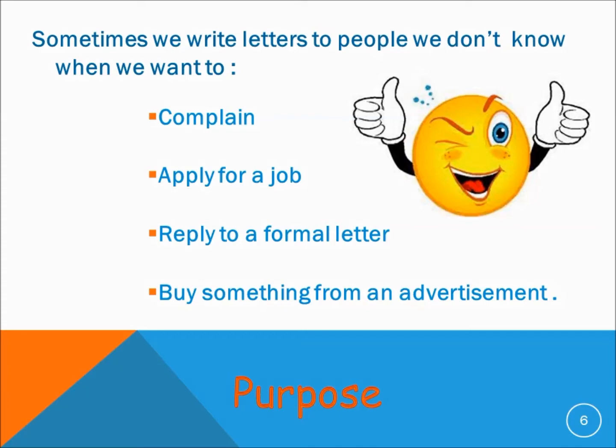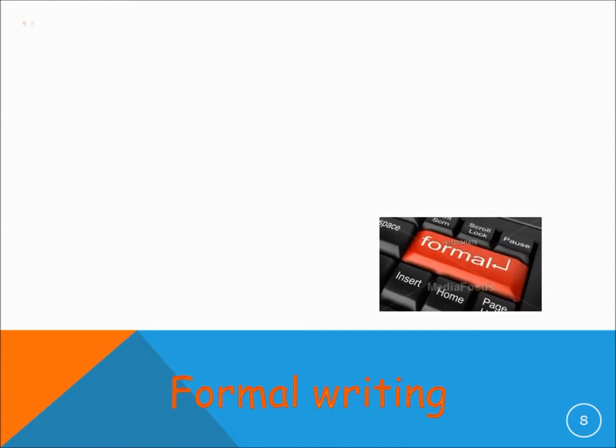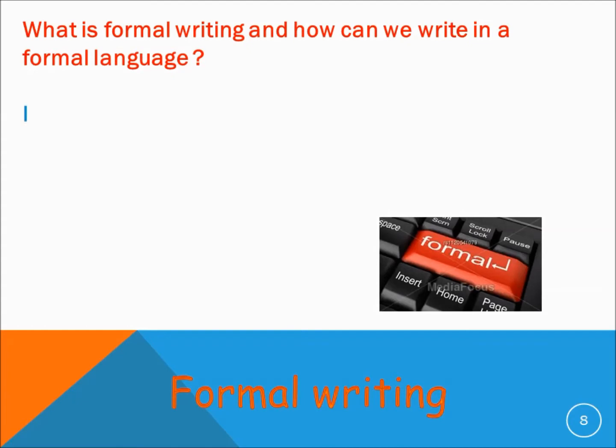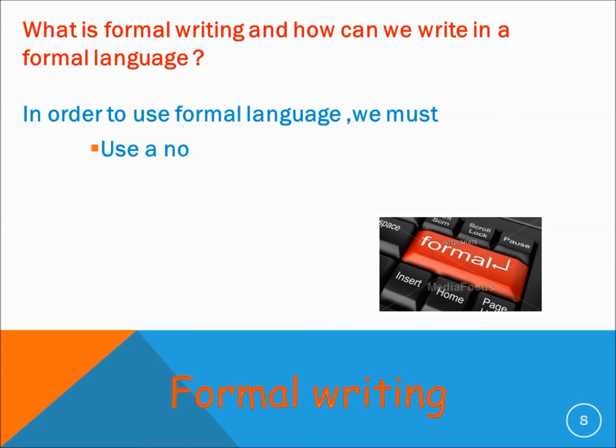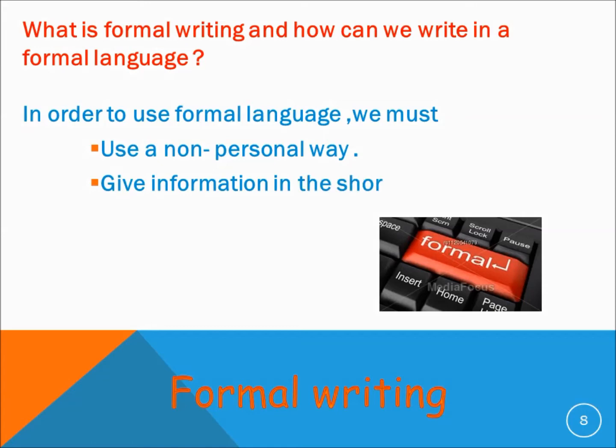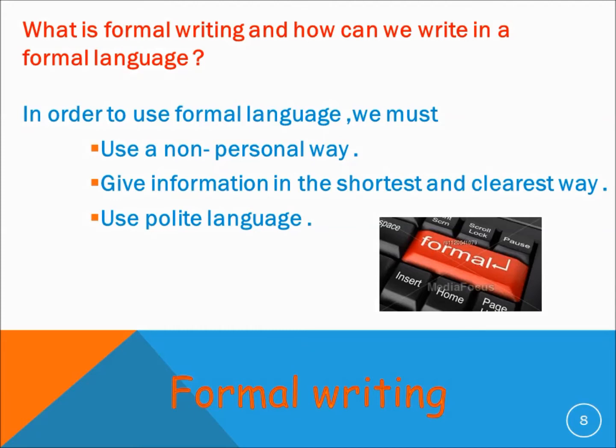Now, how can we write in formal language? What is formal writing? In order to use formal language, we must use a non-personal way. What is the meaning of a non-personal way? It means do not write in a friendly way. Don't speak to someone as if you are speaking to a friend. Number 2, give information in the shortest and clearest way. Make sure to use a simple and clear way to write a formal letter. Number 3 is to use polite language. We have to speak politely because we are speaking to someone that we do not know.